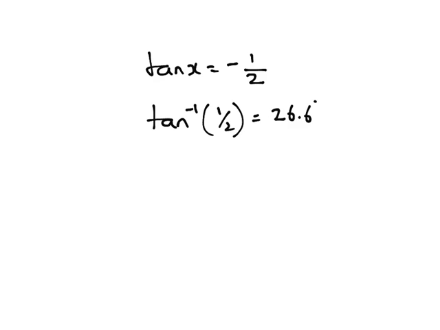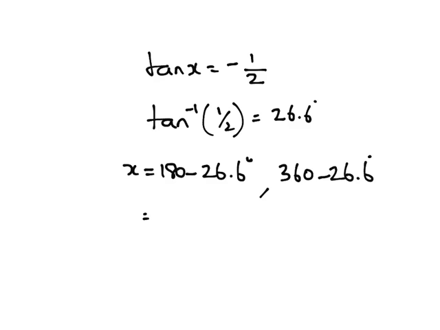Now since tan x is negative, it has to be an angle in the second and the fourth quadrant. So x is either 180 minus 26.6 or it has to be 360 minus 26.6 degrees. That means it is either 153.4 degrees or 333.4 degrees, right? Okay, so that's all, students, for trigonometric equations.